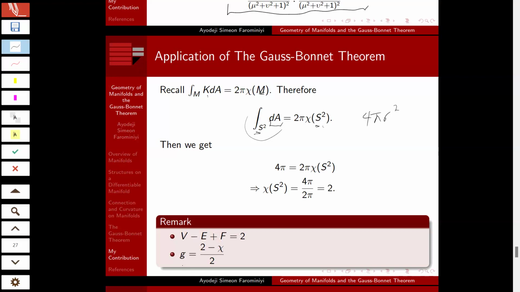So the Gauss-Bonnet theorem is such a powerful theorem, a very important one in differential geometry. As you can see, it links two separate aspects of mathematics, and it lays a foundation for higher dimensional links.